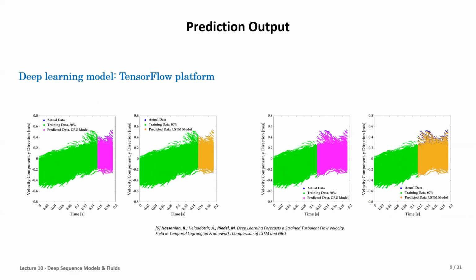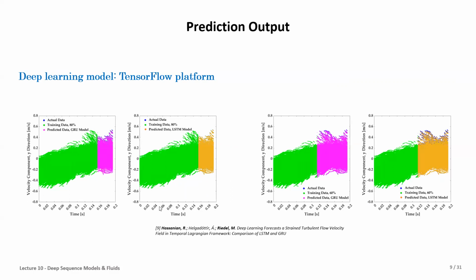When we applied this model for prediction, as you see, we used the TensorFlow platform. When we trained the model, this is from GRU and this is LSTM, with 80% training. This green area is the training data set, and this colored area is the prediction. The actual data is blue color, as you can see here at some points. But the predicted data matches the actual data remarkably, and it's a very considerable result from the prediction.